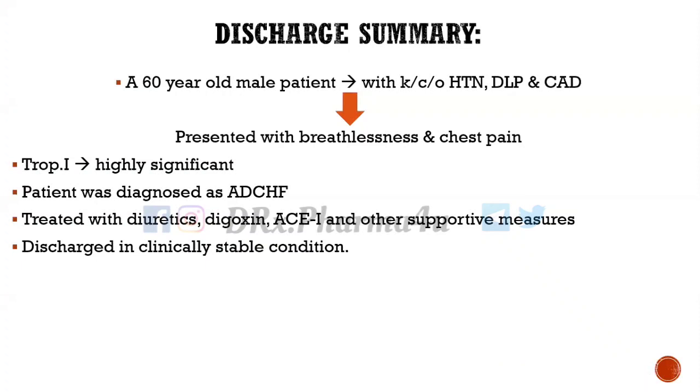If you look at the discharge summary, a 60-year-old male patient who had a history of hypertension, dyslipidemia, and coronary artery disease presented with breathlessness and chest pain. The troponin I was highly significant. On the first day, it was 99. On the last day, it was 61. Although it was 61, still it is significant. The patient was diagnosed as acutely decompensated congestive heart failure with significant left ventricular dysfunction. The patient was treated with diuretics, digoxin, ACE inhibitors, and other supportive measures and was discharged in clinically stable condition.